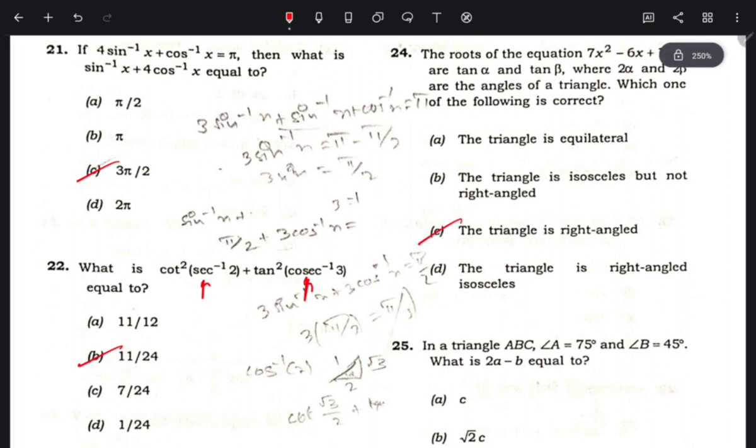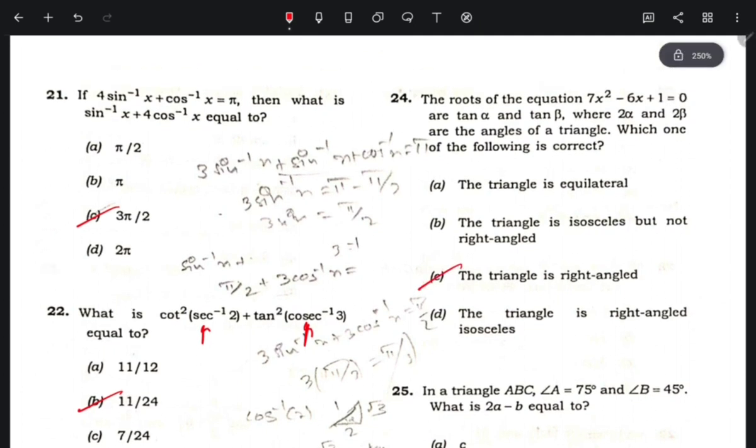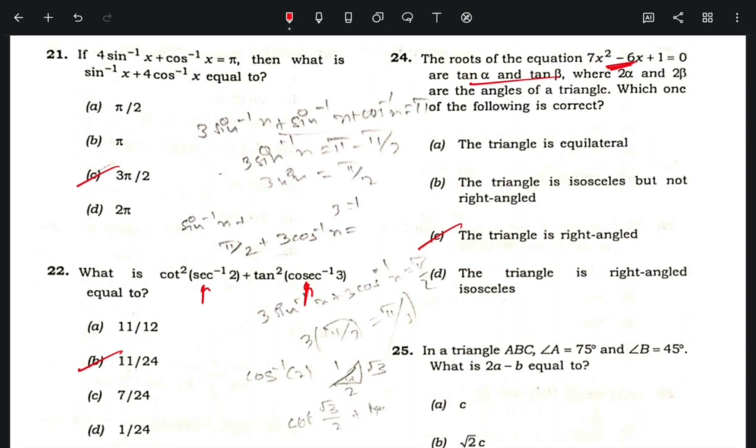24, you have C. The triangle is a right angle triangle. So if this is the root for this, take the sum of roots, product of the roots, then convert them into 2 alpha and 2 beta. So you will know the answer. 24.